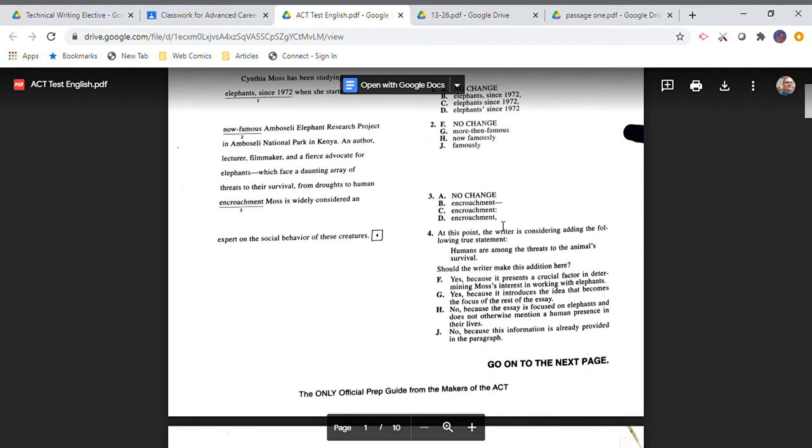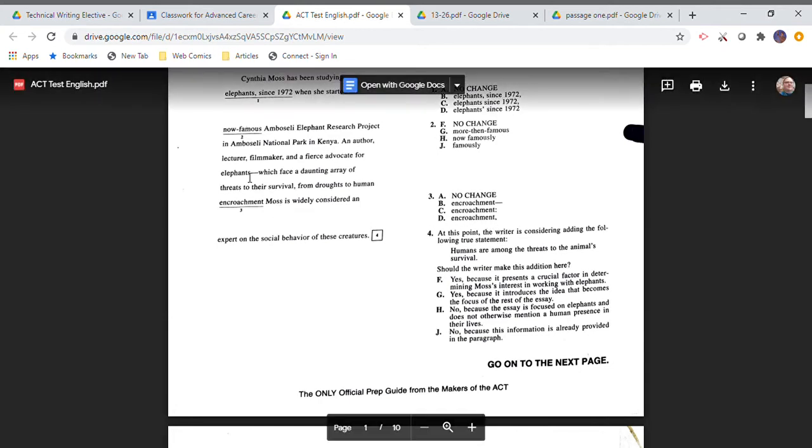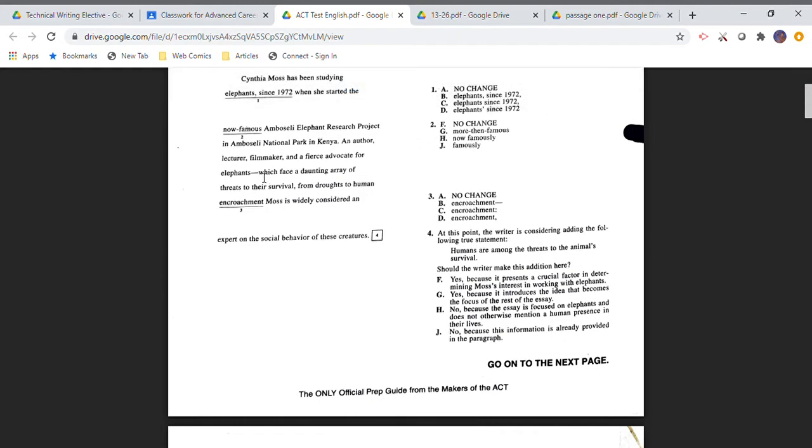Remember, so comma would have been a good answer, but it wouldn't have been the best answer. So you got to sort of talk your way through it. See how this phrase, which I was talking about, this specific phrase, which face a daunting array of threats to their survival, from droughts to human encroachment. That phrase starts with a dash so it should end with a dash.